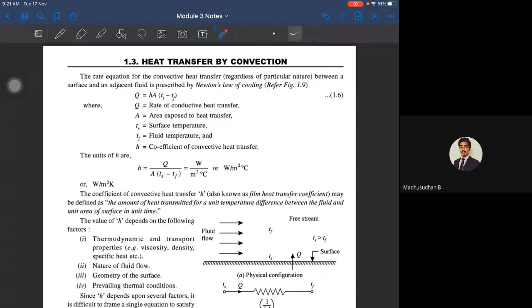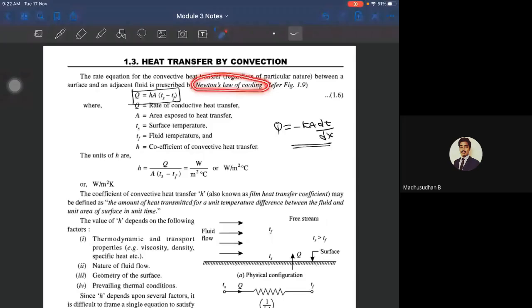The rate equation for convection heat transfer is the equation which governs convective heat transfer. The equation which governs conduction heat transfer is minus K A dT by dx. Do remember this expression. For convective heat transfer, it is Q equals h A into Ts minus Tf. Ts is nothing but the surface temperature, the temperature of the surface, and Tf is the temperature of the flowing fluid.